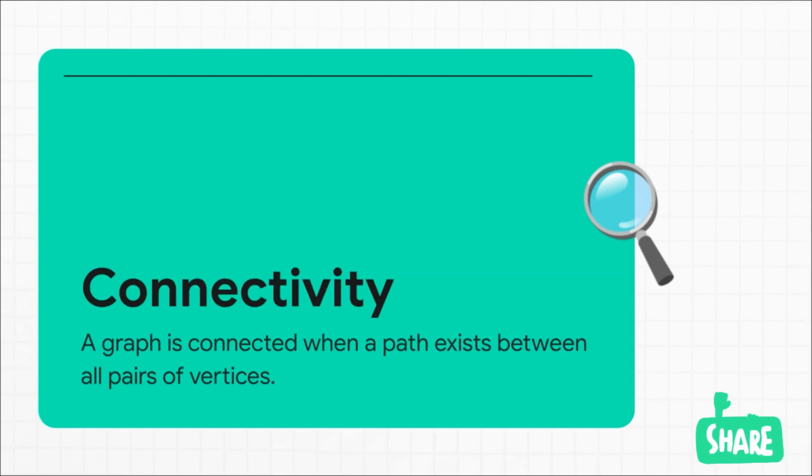And this brings us to a really key property: connectivity. Is the network one big, cohesive group, or is it broken up into a bunch of isolated islands? If you can find a path between any two vertices in the whole graph, then we say it's connected.